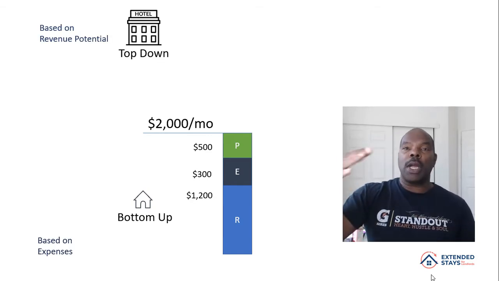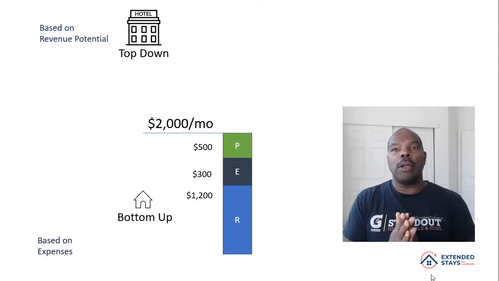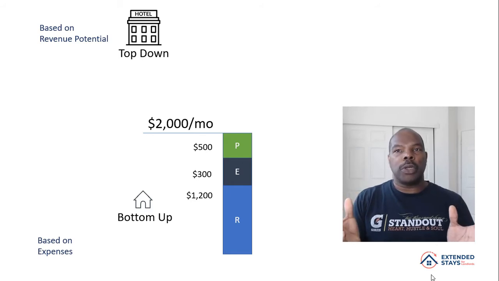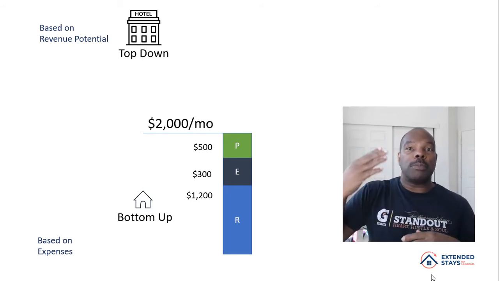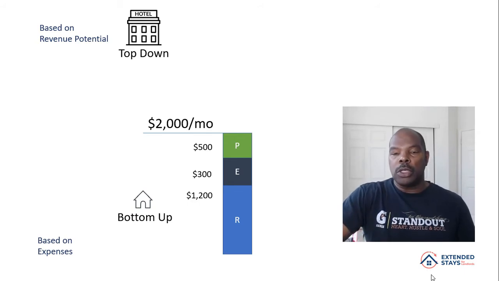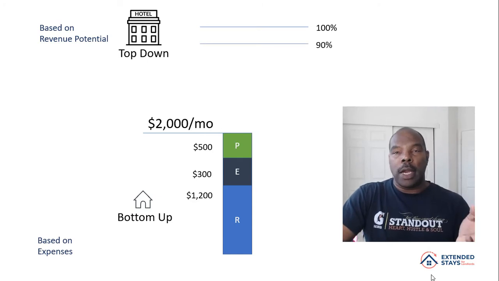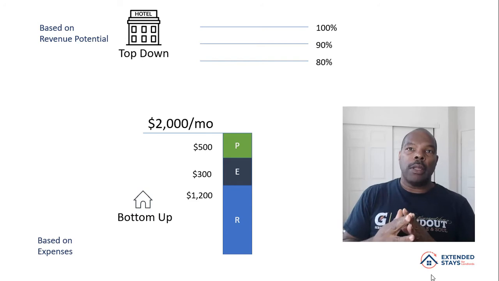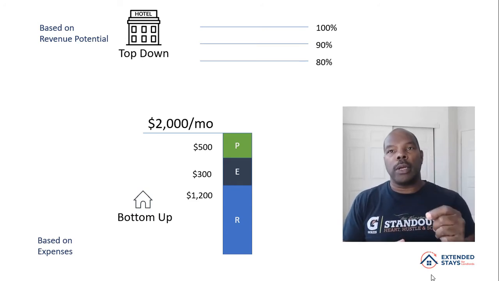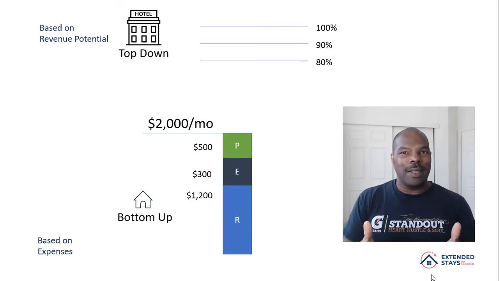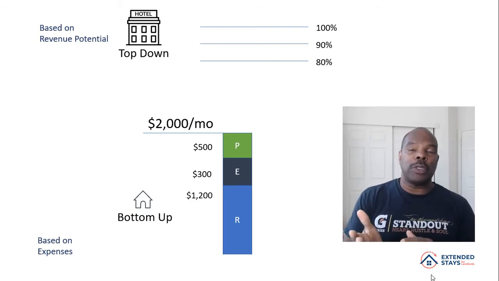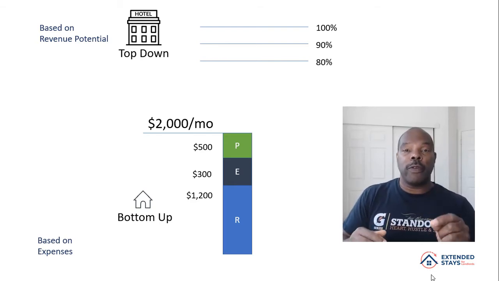Now let's do the top-down approach. This is based on the hotel industry, what the professionals are charging. This is based on their revenue. So you can decide to charge 100% of what they're charging, or you can take 90% of what they're charging, or 80% of what they're charging. Again, you know it's based on something that's real, that people are actually paying. So it's not imaginary numbers, it's not airdna.co, it's not what the amateurs are doing on Airbnb. It's based off the professionals.